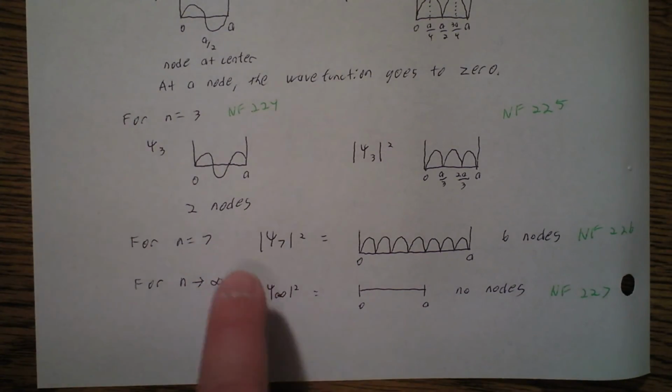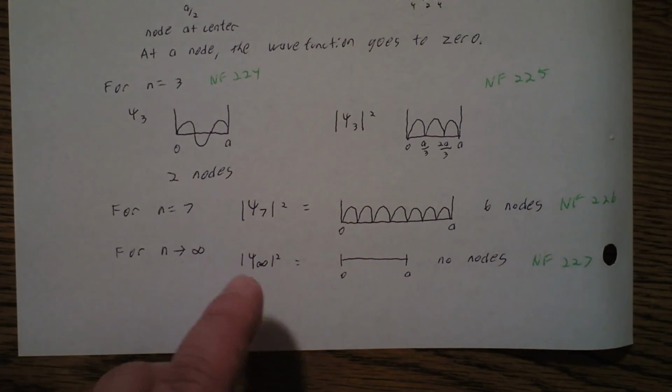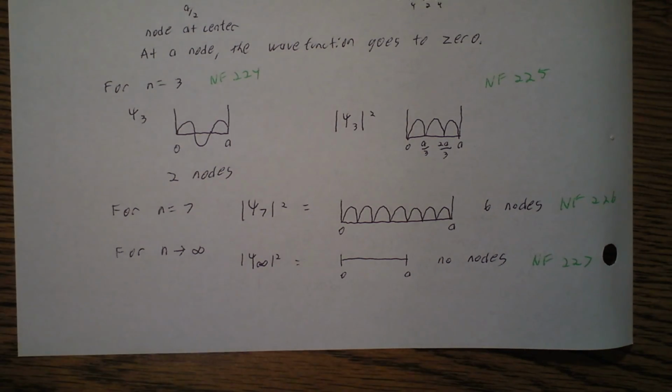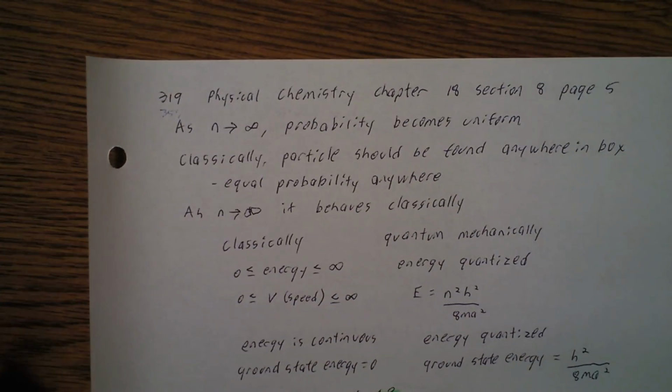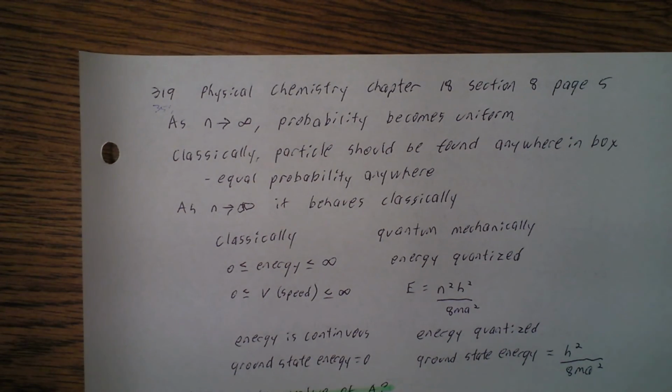If you have n equals 7, then here's what psi squared would look like for n equals 7. Notice you have 6 nodes. Notice psi squared, of course, is always positive. But then what happens if you go towards infinity? You effectively have a straight line. There are no nodes. So as n approaches infinity, the probability becomes uniform everywhere. So by classical mechanics, you should be able to find the particle anywhere in the box, and you expect it to have equal probability anywhere in the box. So as n approaches infinity, it behaves like classical mechanics.